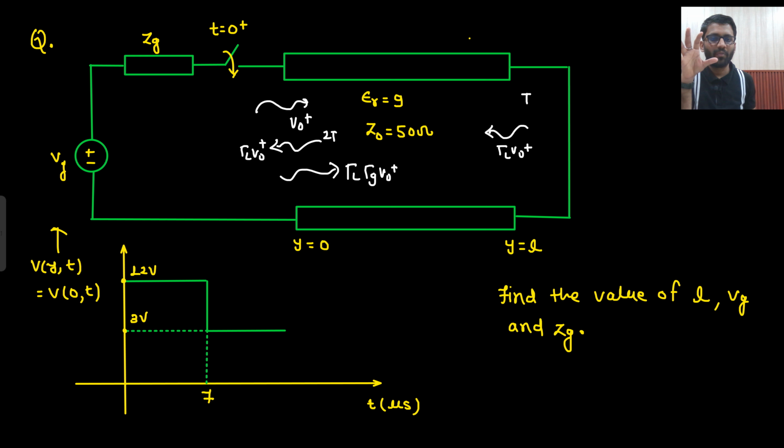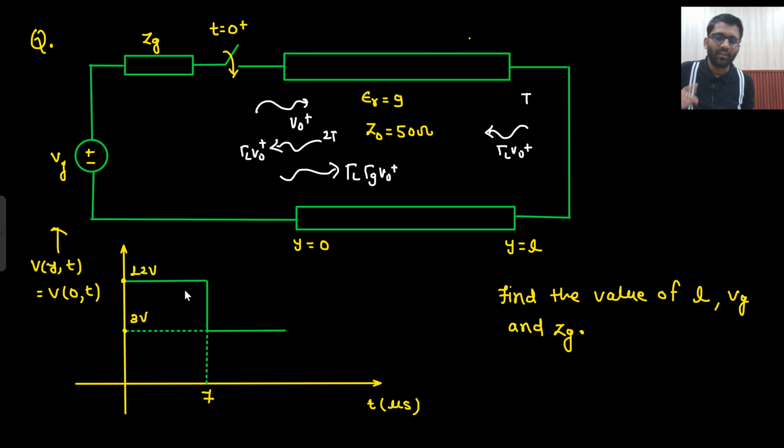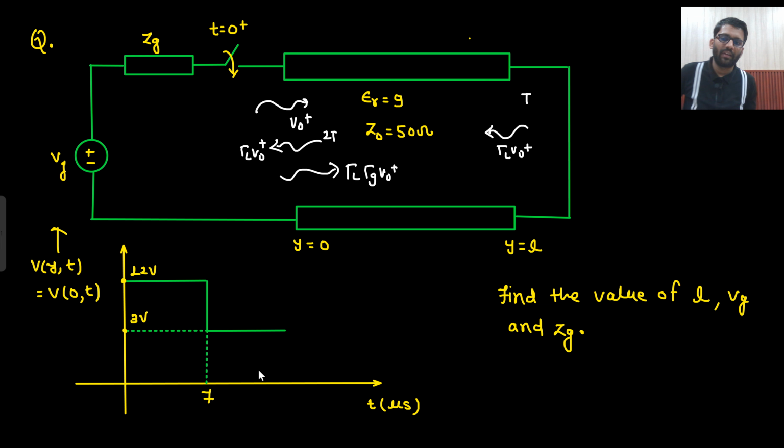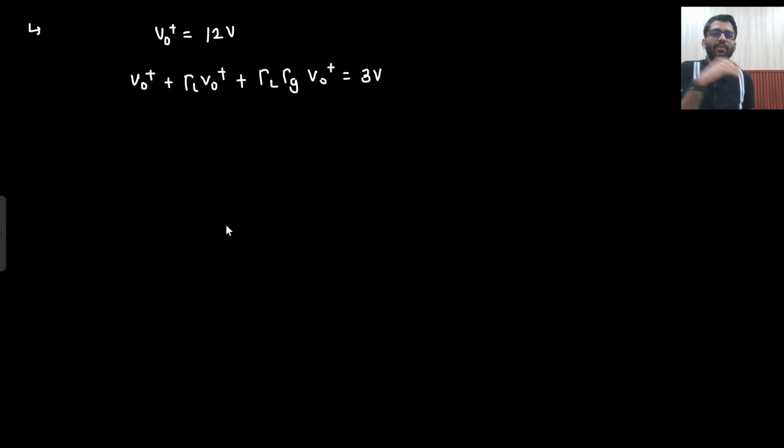In this assignment video, I am moving a bit faster. Why is that so? Because we have seen the concept. Otherwise when we were seeing the concept, we were studying very slowly, but now the concepts are clear. So V0 plus is equal to 12 volt. Now V0 plus plus gamma L V0 plus plus gamma L gamma G V0 plus equals 3 volt, right?